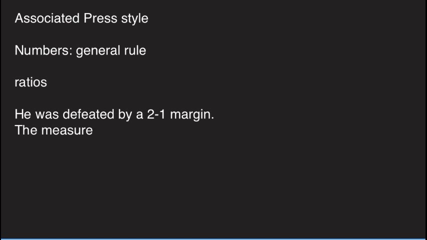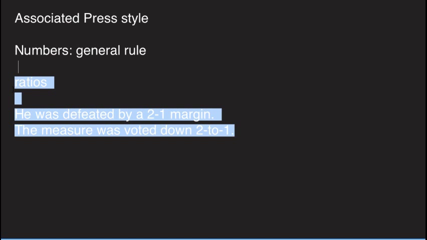The measure was voted down 2-to-1. You'll notice that in this instance there is a hyphen substituting for the word to. That's the case when the ratio modifies a word, a noun, like the word margin. Personally, I'm not a huge fan of this rule, but that's the way it's written up in the style book. Okay. All right, so key thing there is, though, if you're talking about ratios, use numbers.